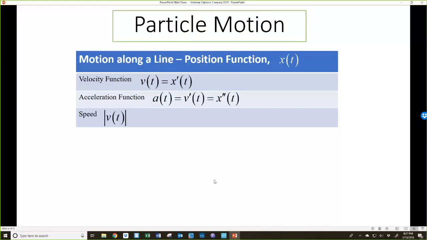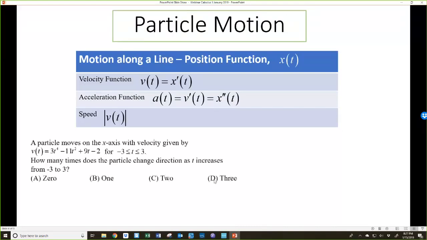questions. So this is a calculator active again question, and it says we have a particle moving along an x-axis with a given velocity. So what we can think is that that velocity is really like our first derivative. And so the question is, how many times does the particle change direction as t increases from -3 to +3? So we just really would like to graph that function from -3 to +3.